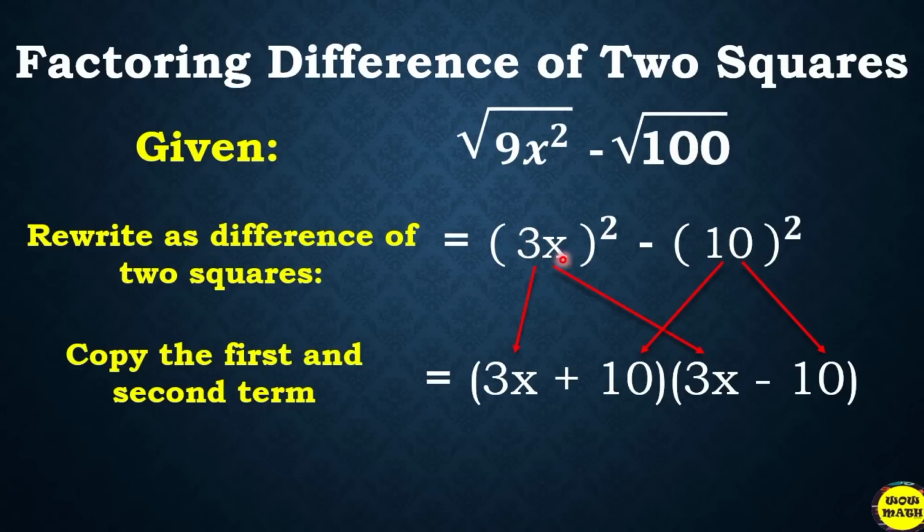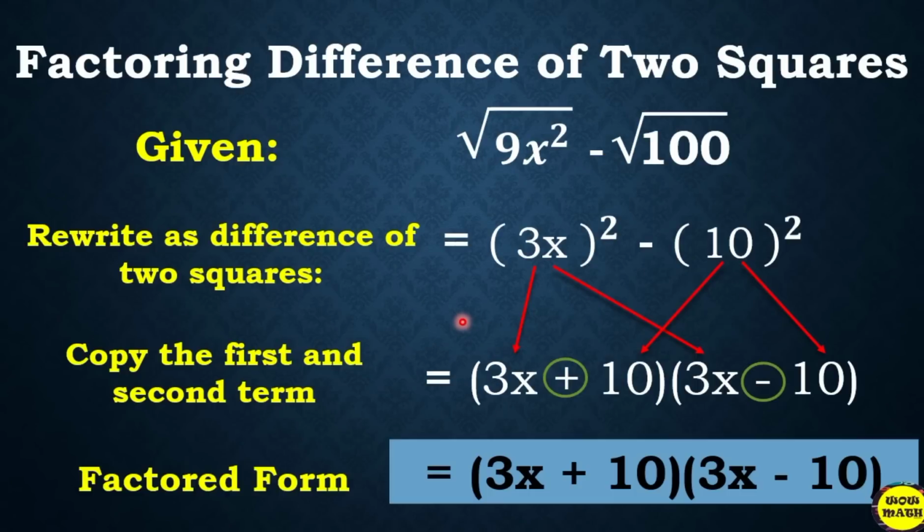Pag nakuha mo na, etong nakuha mo, yan ang ilalagay mo dito sa parehong unahan. Eto naman, yan ang ilalagay mo sa second term ng parehong binomial mo. And take note, since difference nga siya, sabi ko kanina, laging plus, minus. So, lagi yan pareho. Ito lang ang magkaiba dyan, yung plus and minus mo. So, therefore, the factored form is 3x plus 10 and 3x minus 10.